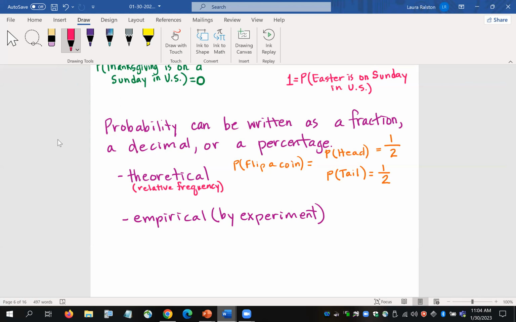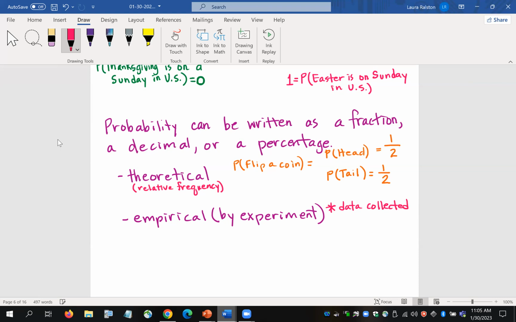Empirical is more by an experiment where you have collected data. You know, what's the probability that I'm going to select someone with blue eyes based on the data that I have collected? Or even what's the probability I'm going to select someone between 15 and 19? Okay, so the empirical is more where you've done an experiment. This is probably the method you see a lot in research because you're basing it on the data collected.